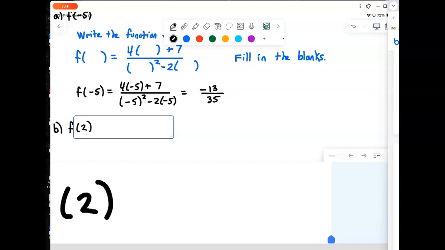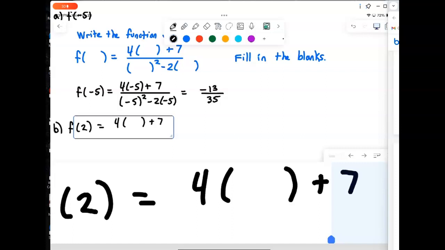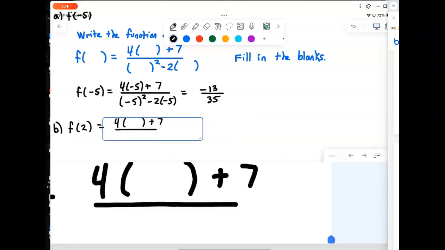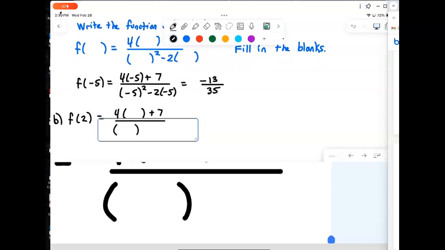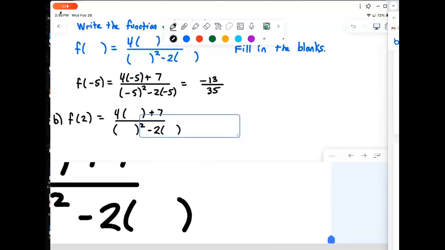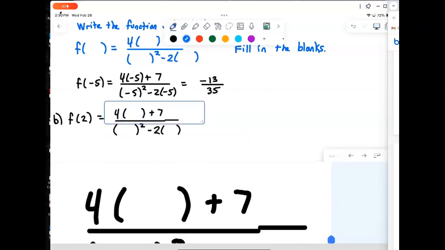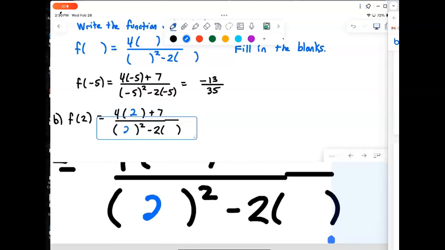So we're just going to write down the function with blanks. 4 blank plus 7 over blank squared minus 2 times blank. Right? And then we're just going to fill in the blanks with, in this case, 2. And I'll write it in blue so it kind of stands out a little bit. And then we just begin working everything out.